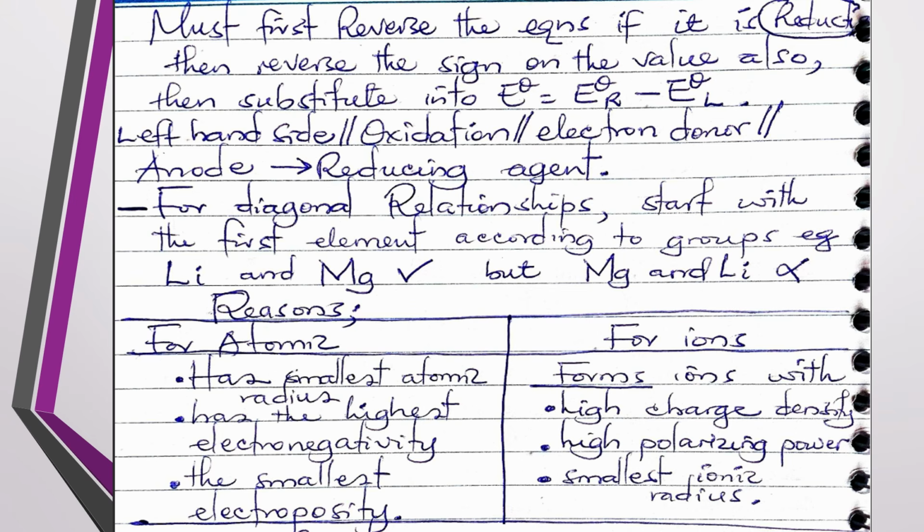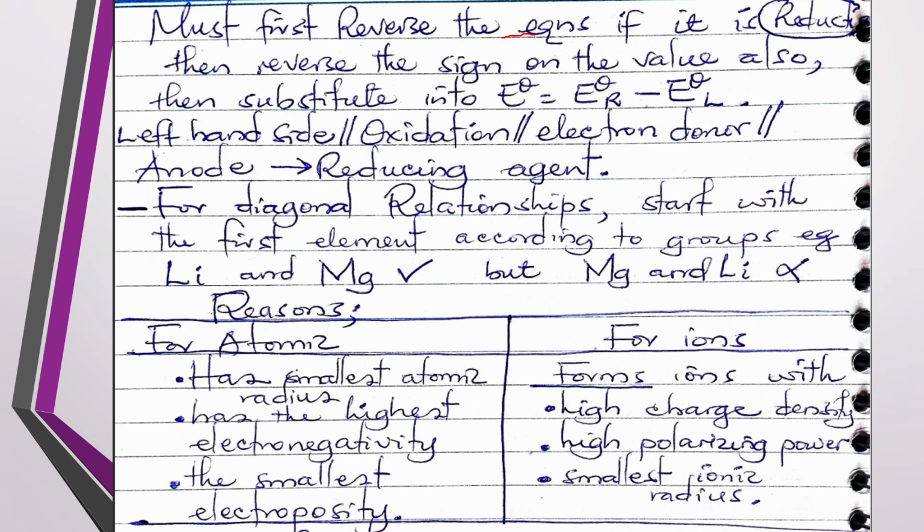Some of the other points to note under electrochemistry is that before starting your calculations, in case you don't have a reduction potential of cell equation, then you are supposed to reverse those equations. And remember, after reversing, the sign on the values must also change. If it has been positive, it changes to a negative. If it has been negative, it changes to a positive.